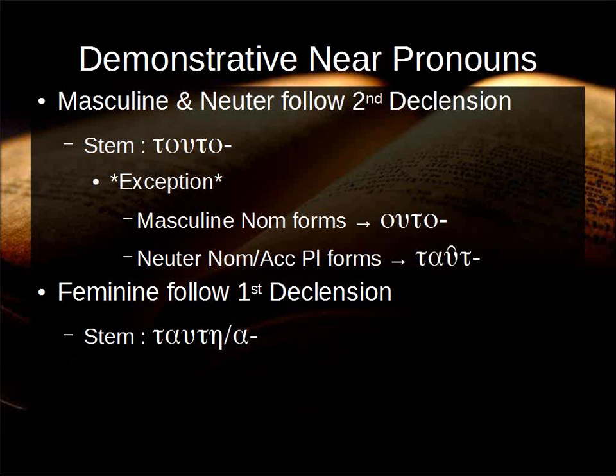Go ahead, Tony. On the neuter nominative, accusative, plural, does the omicron also drop? Yes, it does. Because instead of an omicron, there's going to be an alpha at the end of it, which I'll show you in our chart. Okay, going back to the feminine, there's an exception to this feminine as well, and that exception is basically in the nominative forms. In the nominative forms, like the masculine, that tau gets dropped in front of it. So you're left with an alpha, upsilon, tau, eta, or an alpha, okay?